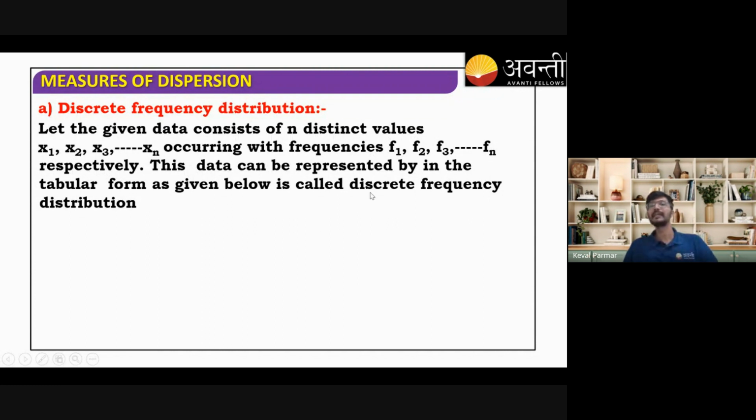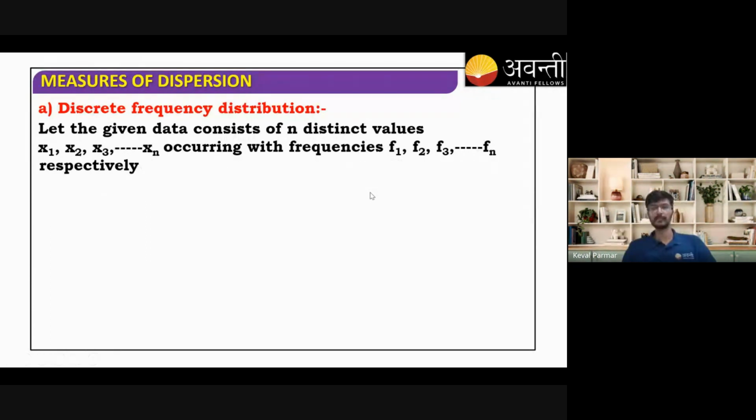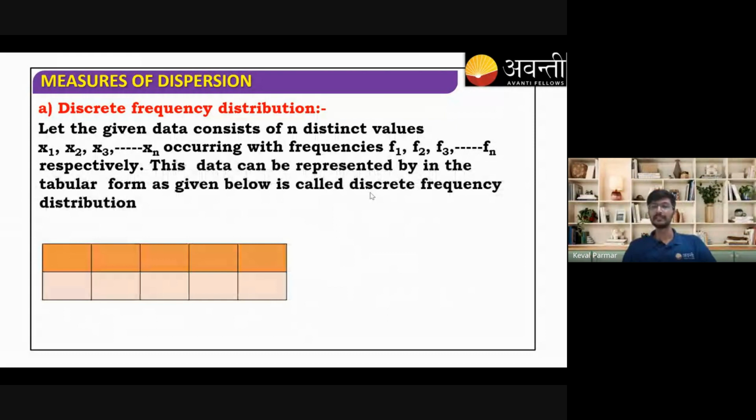So one observation is occurring multiple times. Correct? So if we tabulate this, then we will get something like this. xi fi is a general way to tabulate it. x1 f1, x2 f2, x3 f3, and xn fn. Correct, guys? So let's see what we have next.